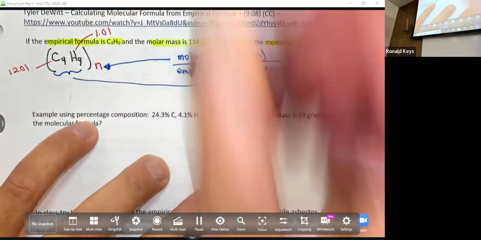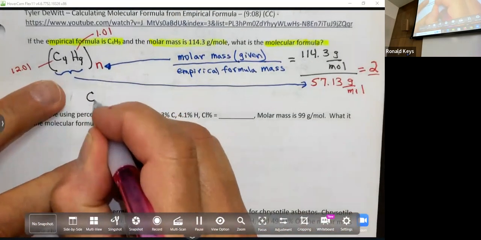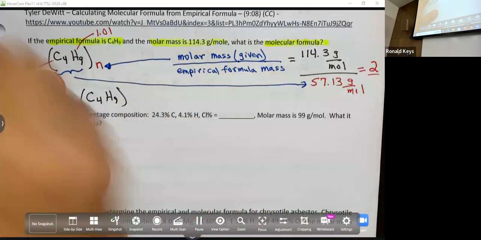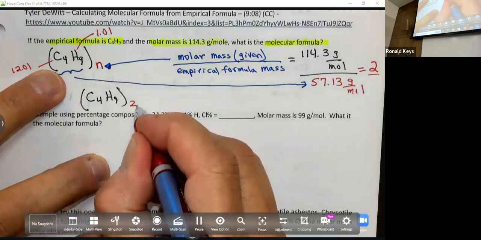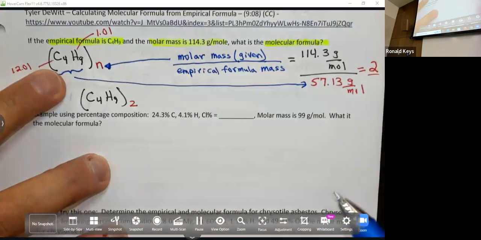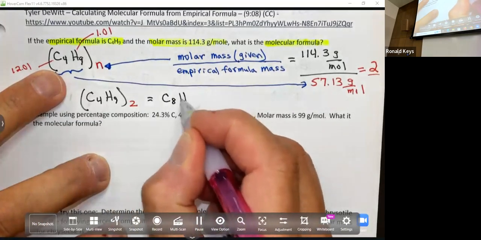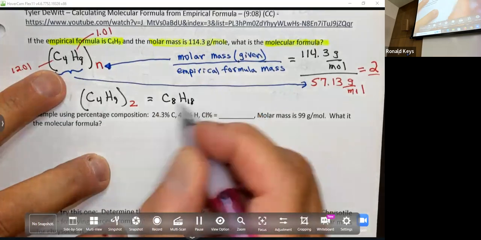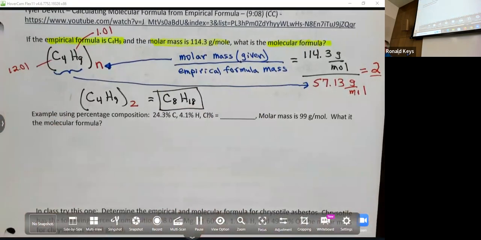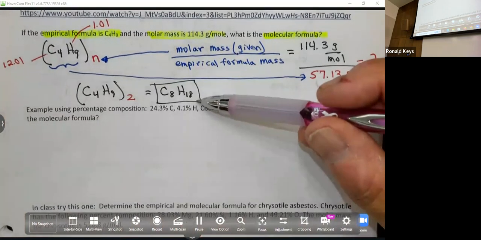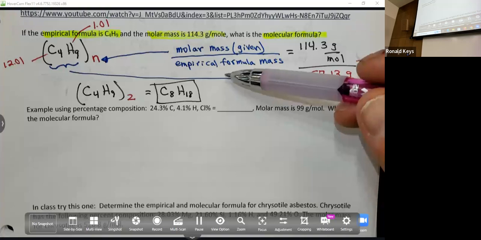So if that is a 2, we've got C4H9. So this gets us a true molecular formula of C8H18. I think Al does quite a few of these right in the beginning, just quickly doing a molecular formula, I'm pretty sure.